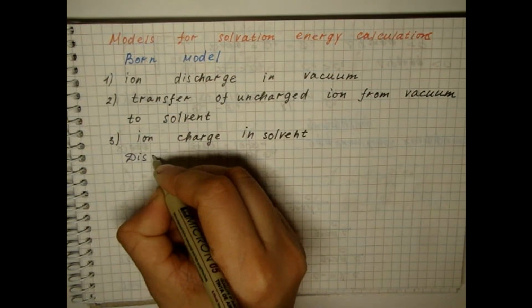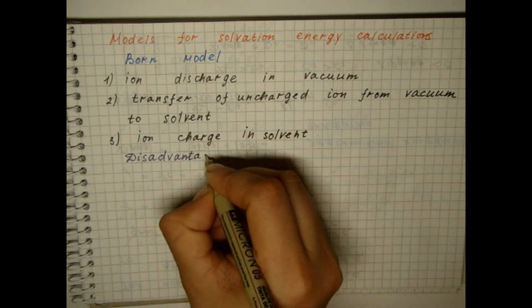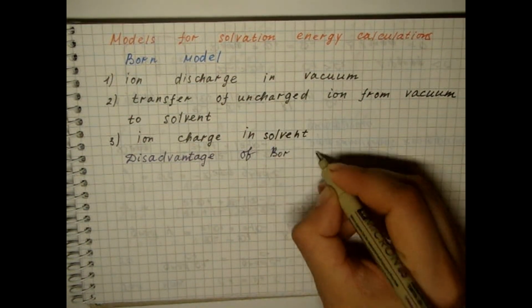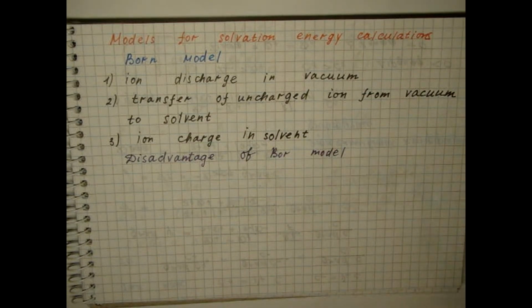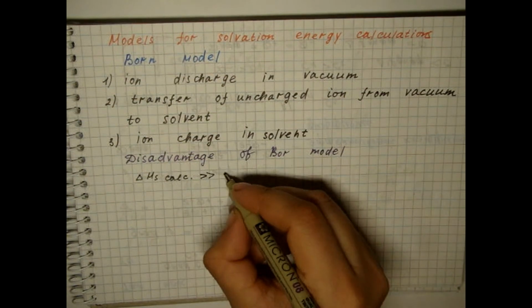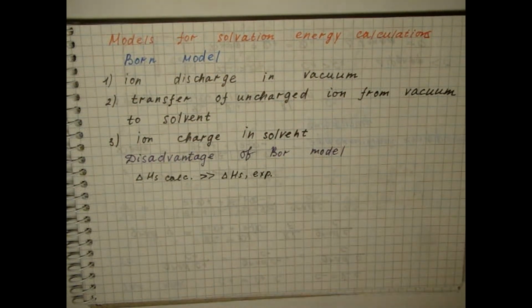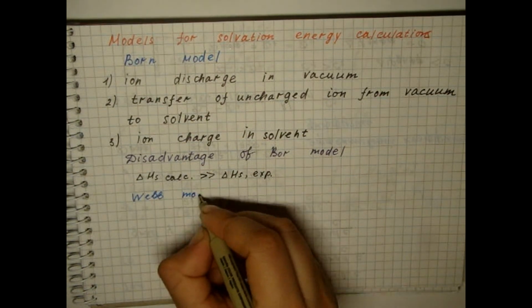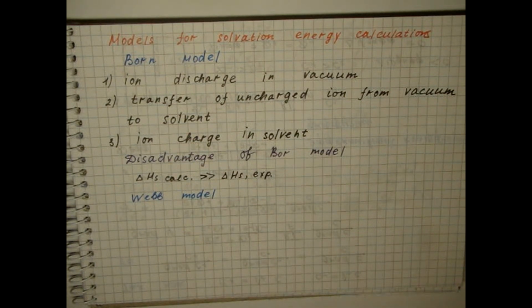The disadvantage of the Born model was that the calculated hydration enthalpies significantly exceeded the experimental values. Therefore, attempts have been made to clarify the Born solvation theory. For example, in the Webb model, two amendments were introduced.